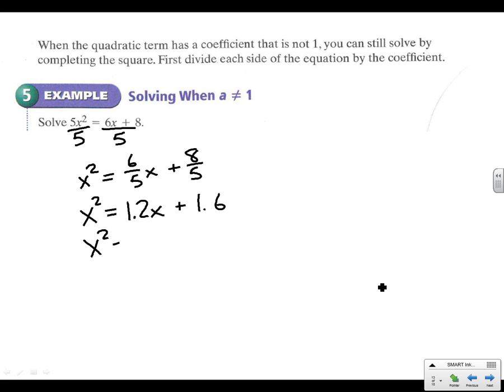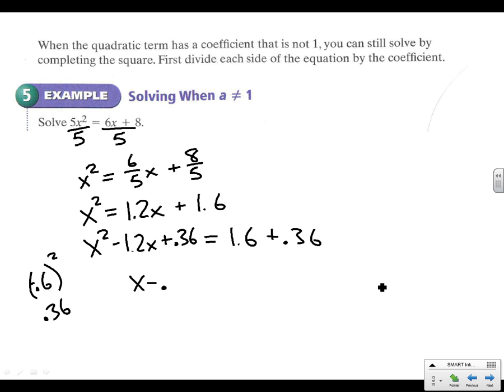Let's move the x term over so we can complete our square. And what's half of 1.2? Half of 1.2 is 0.6. And if we go ahead and square that, 6 times 6 is 36, so 0.6 times 0.6 is 0.36. We'll add that on. Got to do it to both sides. And so we end up with (x minus 0.6) squared equals 1.96.